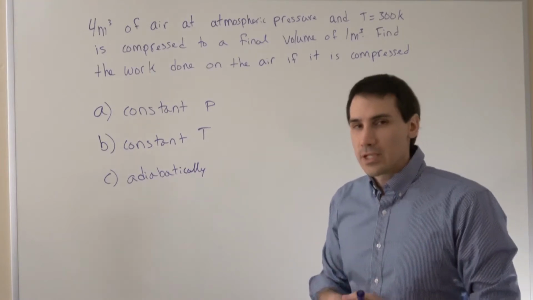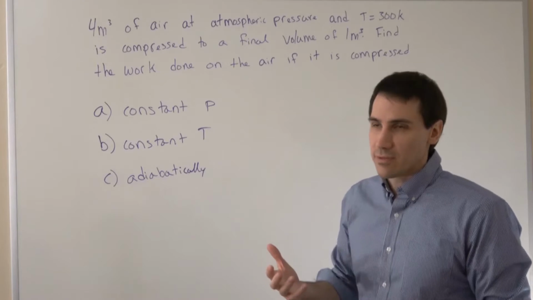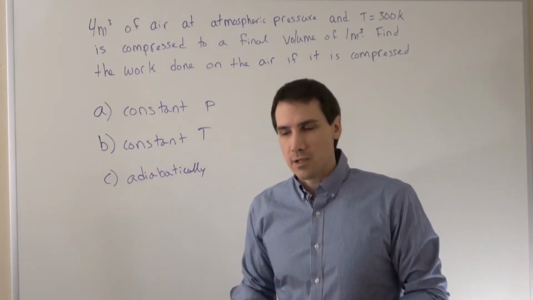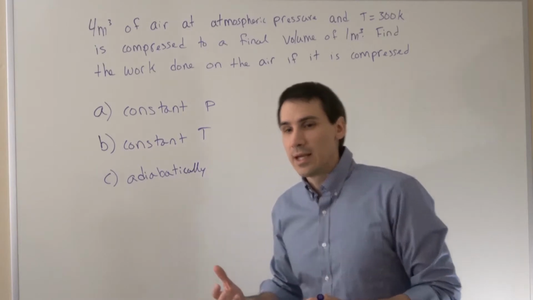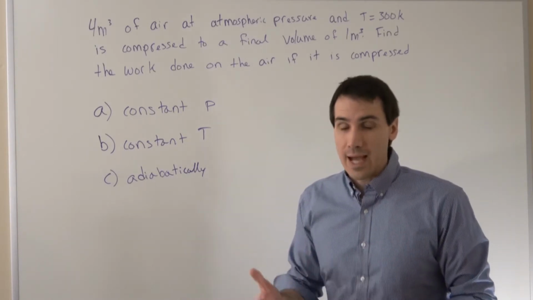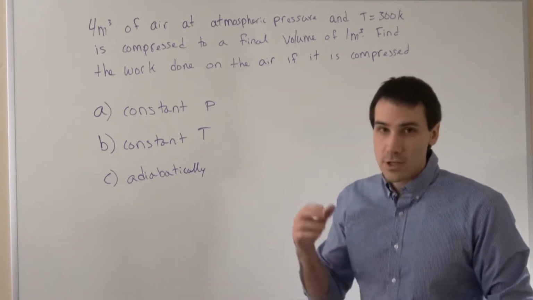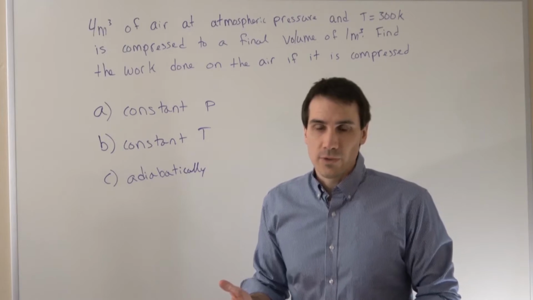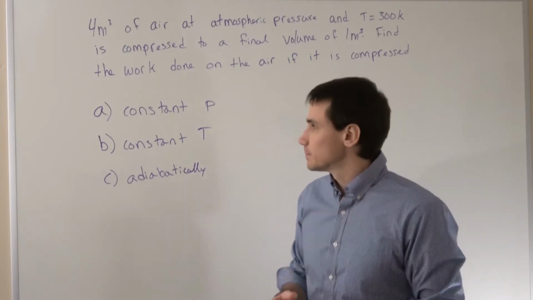compressed. We're going to treat the air as an ideal gas, and because most of the air molecules are made up of nitrogen and oxygen, which are diatomic, we're going to treat the air as a diatomic ideal gas, which has 5 degrees of freedom. That is 2 rotational degrees of freedom and 3 translational degrees of freedom.